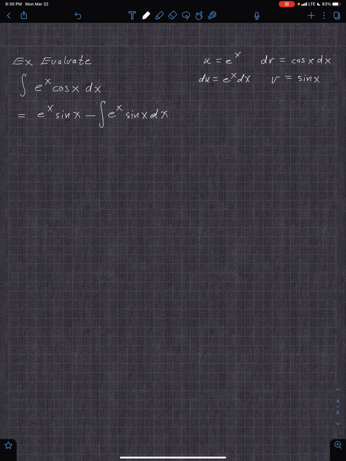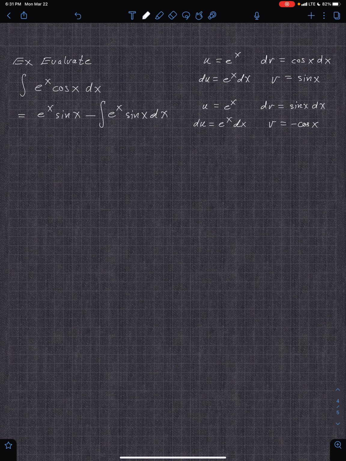Now, this is looking kind of similar to this. So let's do that again. So let's pick our u to be e to the x, our dv to be sine x dx. Our du is e to the x dx, as expected. And then our v will be negative, so our v will be minus cosine x.